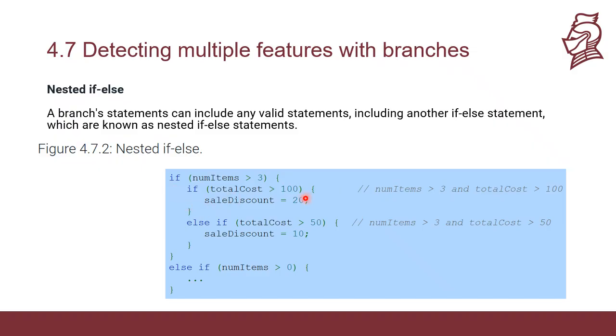So what is this? Well, what we want to express here is if num items is greater than 3 and the total cost is greater than 100, we're going to give you a 20% discount, sales discount of 20. So we have this outer if statement that tests if it's greater than 3, and then inside of that, we check to see if it's greater than 100. So you have to buy at least 3 items, but if you do, if the total cost is greater than 100, you get this 20 sales discount. Else, if the total cost is greater than 50, you get the sales discount of 10.